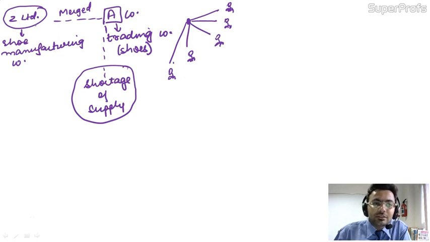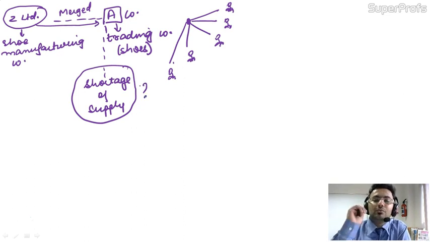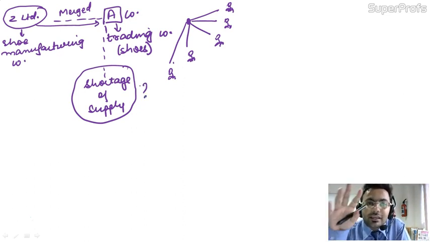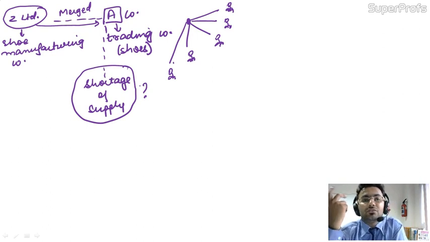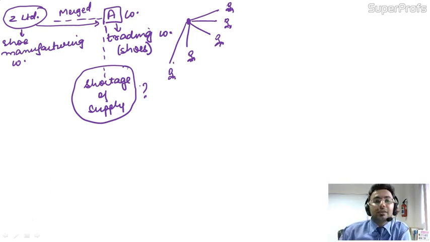Now, Z Limited is going to give shoes to A and A is going to sell them. Will there be shortage of supply anytime? Let us suppose that A Limited was suffering from shortage of supplies of shoes. Now customers are waiting at the doors. What can he do? Sir, I don't have shoes, sir. How can I sell them?